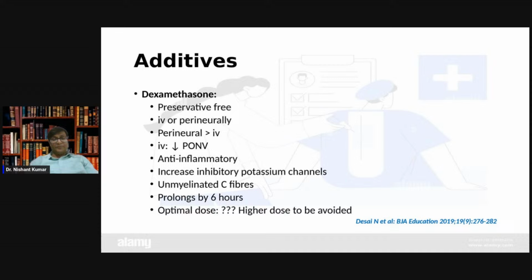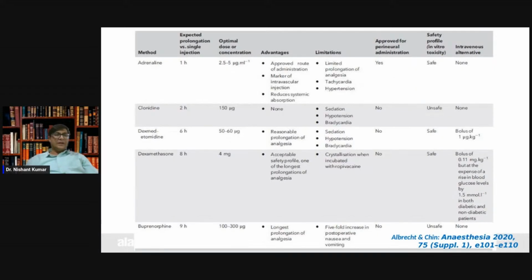So the mechanism of action everyone knows, and it increases the duration by around 5 hours. Now, what is the dose? 1 milligram, 2 milligrams, 3 milligrams, 5 milligrams, 8 milligrams. So, they say around 3 to 5 milligrams is an optimal dose of dexamethasone for the local anesthetic to be prolonging the action. Then we have the good old adrenaline, obviously, the obvious side effects.